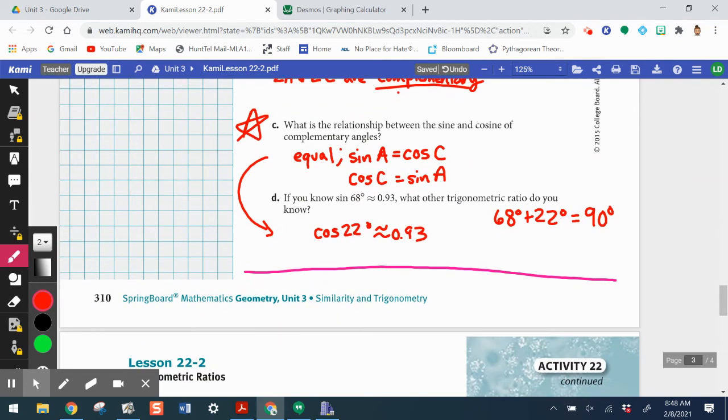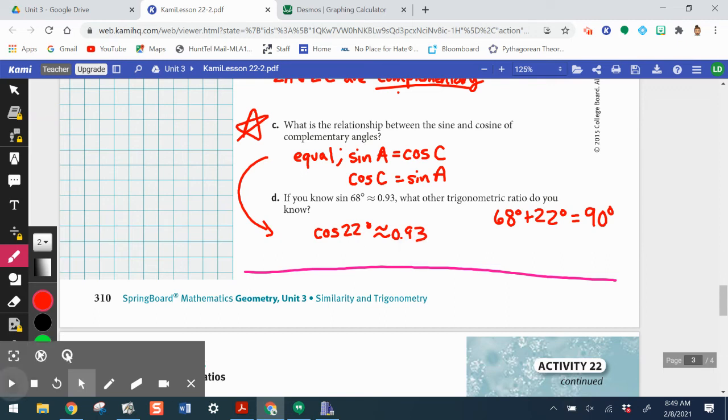So item D, they want you to apply that. If you know the sine of 68 degrees is approximately 0.93, what other trigonometric ratio do you know? Well, we just established here that the sine and cosine of complementary angles are equal. Well, the complementary angle to 68 degrees is 22 degrees because 68 plus 22 is 90. So we also know, even without a calculator or without a diagram, that the cosine of 22 degrees is also approximately 0.93.